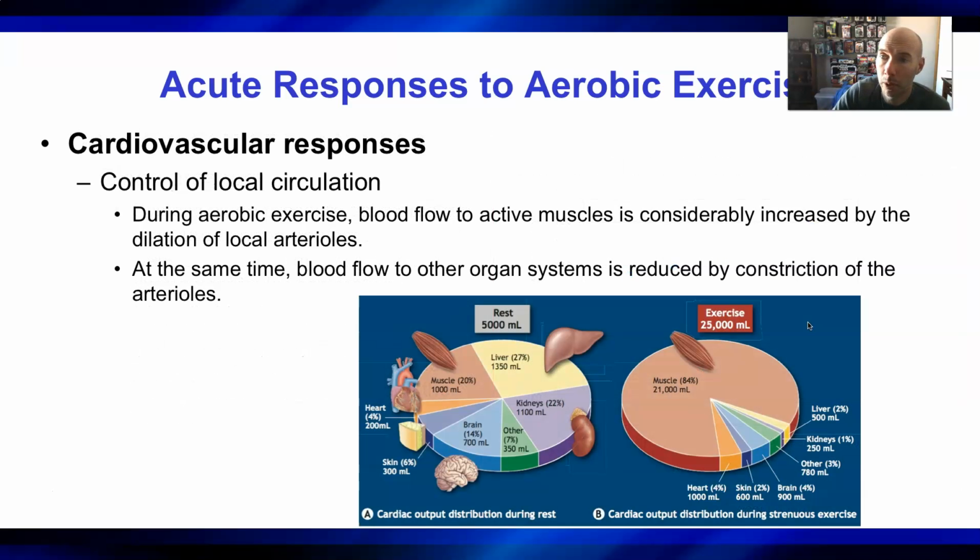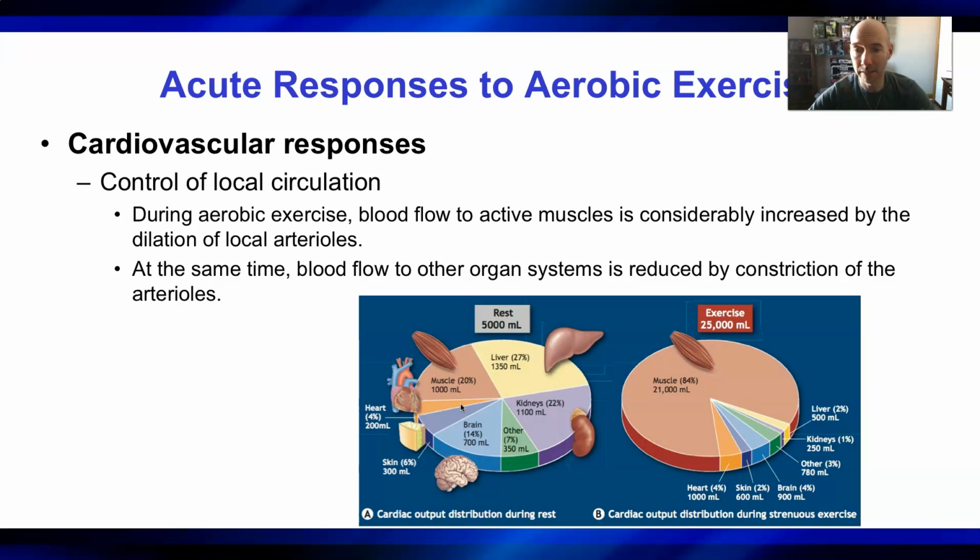Now, another important component is to think about how blood flow gets redistributed during exercise, rest versus exercise. What we see on these two pie charts, at rest, we're pumping out about 5,000 milliliters of blood per minute. That's our cardiac output. And the blood gets kind of evenly distributed throughout the whole body, right? If you look at this chart, liver gets 27, kidneys 22, muscles 20, brain gets 14, skin 6, heart 4.